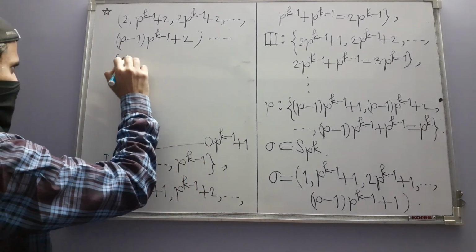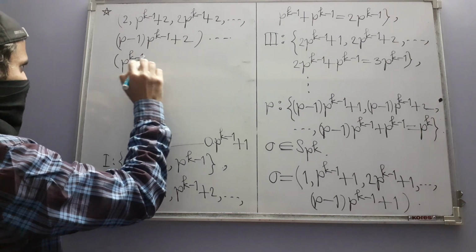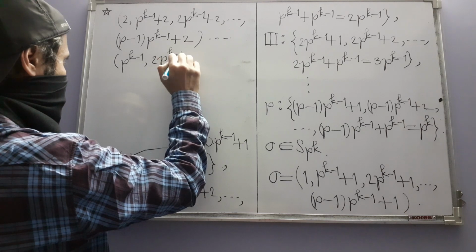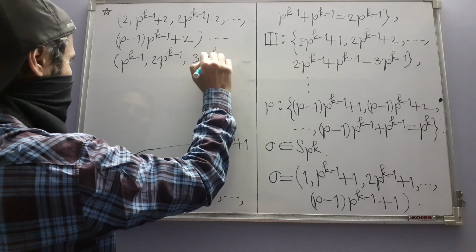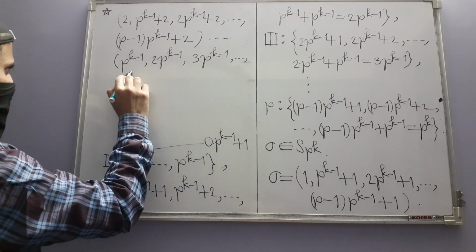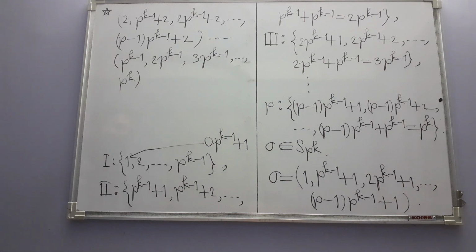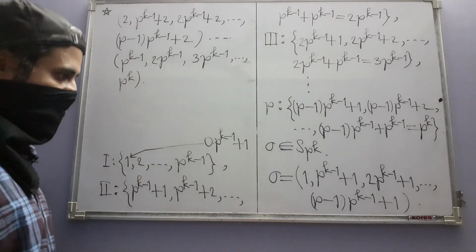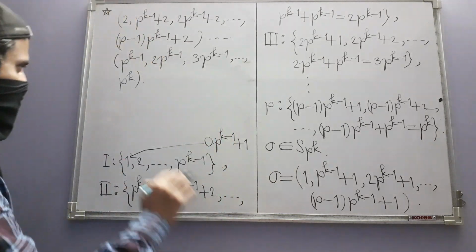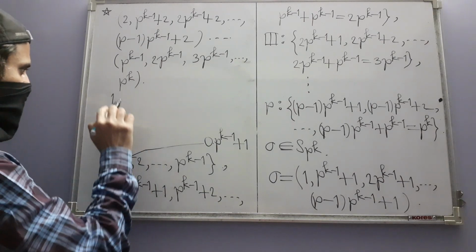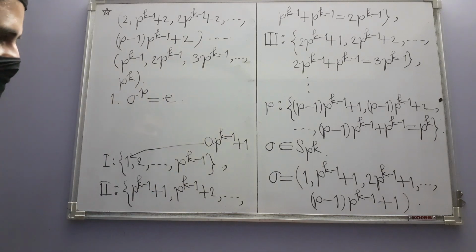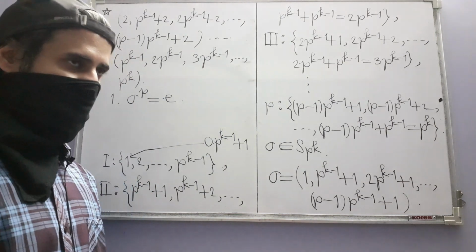p to the power k minus 1, 2 times p to the power k minus 1, 3 times p to the power k minus 1, and then p times p to the power k minus 1, which is nothing but p to the power k. Now this rather complicated looking permutation has two important properties. The first of which is this: the pth power of sigma is the identity. This is easy to see. Why?